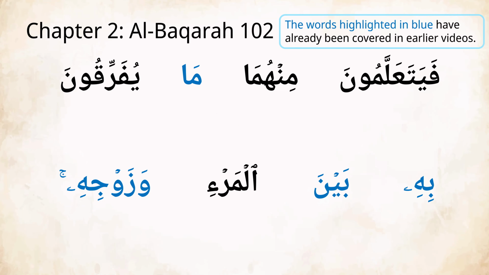Now let's move on to Al-Baqarah verse 102 part 2. In part 1, we looked at how the two angels, Harut and Marut, were sent to the Jews in Babylon as a trial. In part 2, we'll find out how they did in the test. So let's begin.